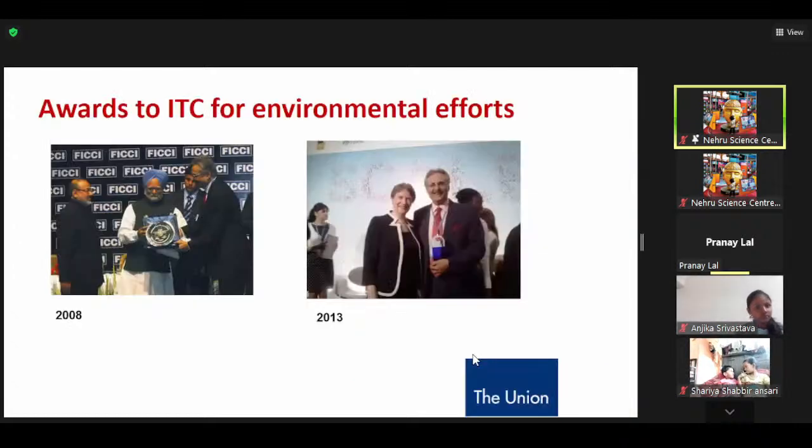Now, in environmental efforts, ITC got the award from the then UN official Helen Clark as being the greenest company. But when we questioned, how can you give a green award to a company that cuts trees to make its products, and the product itself kills? And then the award was already given. So the United Nations can also make this mistake.